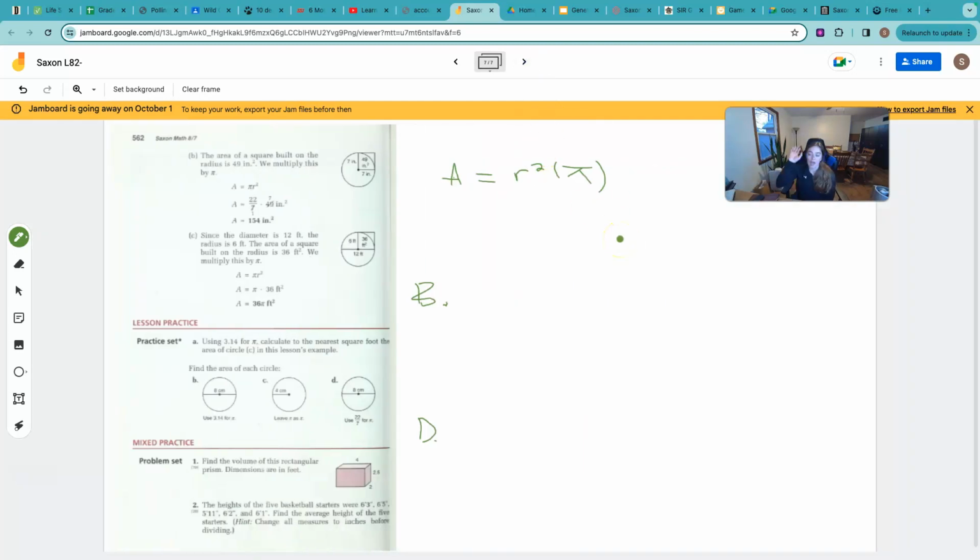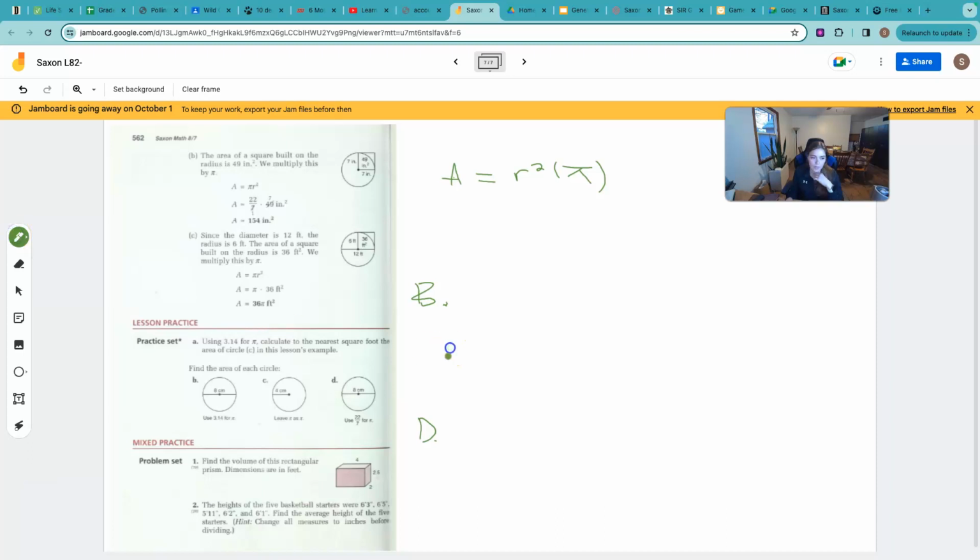I've kept the formula up here for the practice set, so it's area equals radius squared times pi. I want you to do B and D, and then pause this lesson and come back and check your answers. A quick note on D. Use 22/7 for pi. So instead of putting in the pi symbol in your calculator or writing 3.14, you're going to write 22/7 multiplied by the radius squared. If it tells you to do that, that's what you do. So, B and D. Go ahead, pause this video, come back to check your answers.